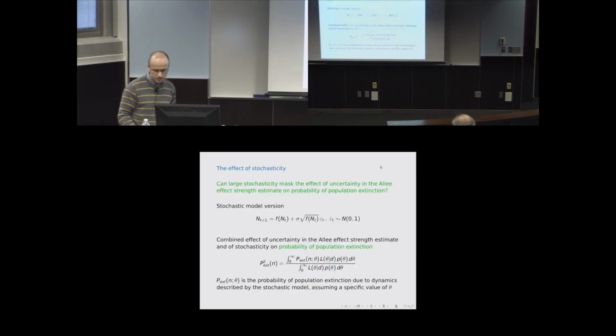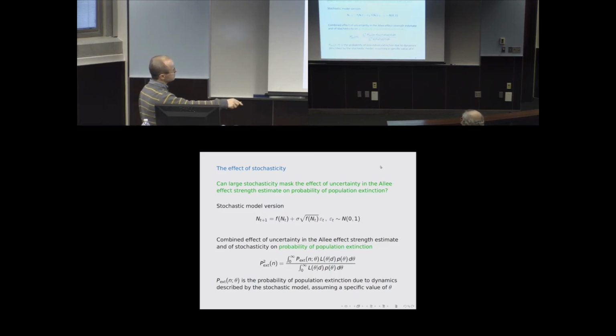Of course, you might now note that we should combine these two things. We should combine stochasticity and uncertainty in estimation, because we have both processes working, and if we try to control a low-density population, we should account for uncertainty. So we did that and asked whether large stochasticity can mask the effect of uncertainty, whether, if there is large stochasticity, we can forget about uncertainty and consider only stochasticity.